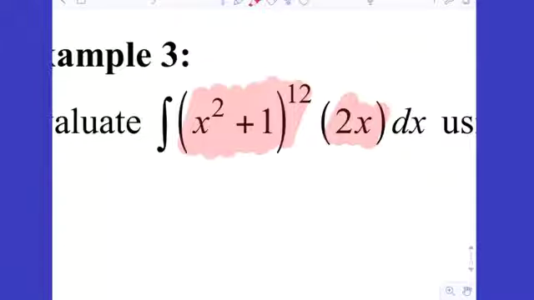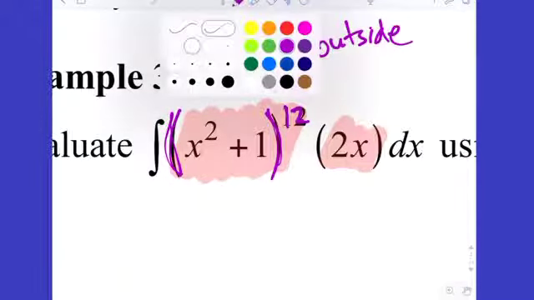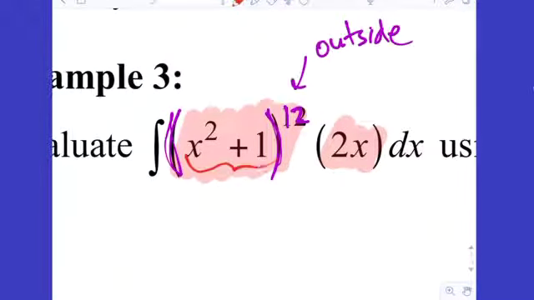So then you want to say, okay, well, maybe this is an expanded chain rule. The bigger, bulkier factor is (x squared plus 1) to the 12th. So if you walk up to it, the first thing you would encounter is blob to the 12th, right? That's going to be your outside function. The contents of blob to the 12th, which are x squared plus 1, that's going to be your inside function. So here's what you're going to check.